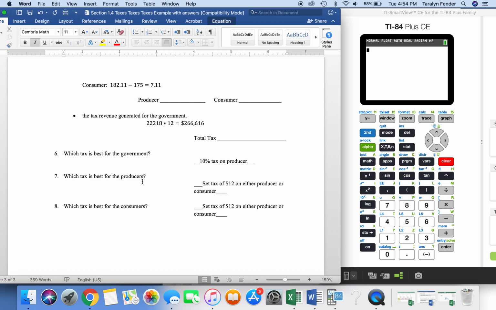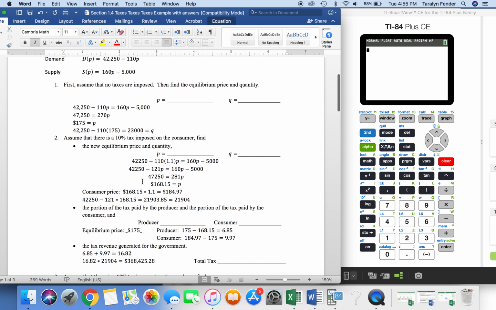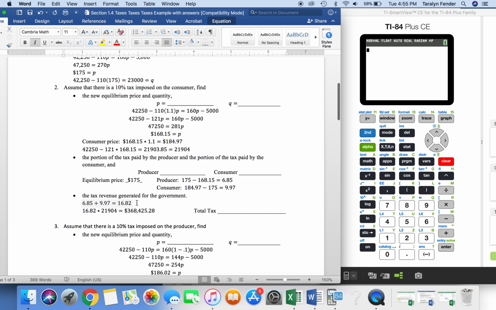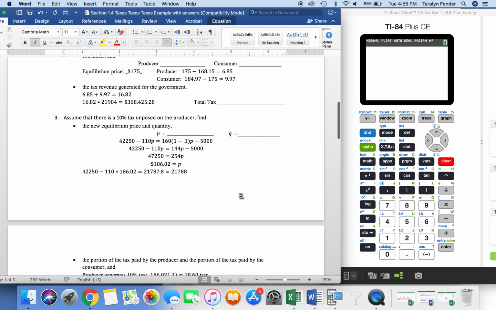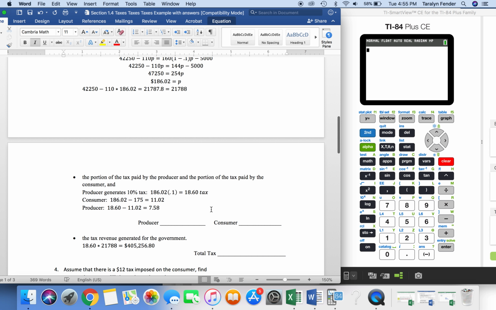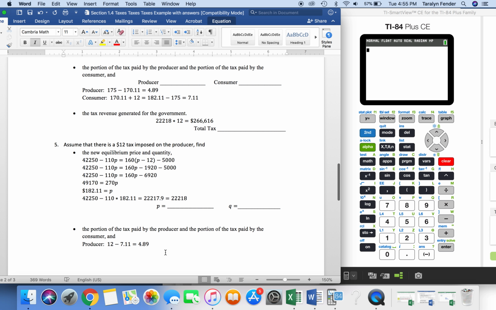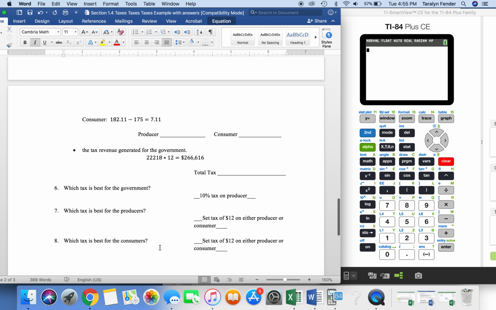So I'm looking for the producer, I'm going back and looking at the tax for the producer here. The producer paid $6.85, so I'm looking for anything less than $6.85. I look at the producer here, that's $7.58, that's greater, so I'm going to go here to number 4, and the producer is $4.89, so that's less. I go to number 5, the producer is $4.89, that's less. So it's best for the producer when there's a set tax of $12.